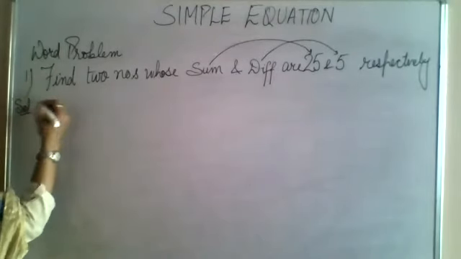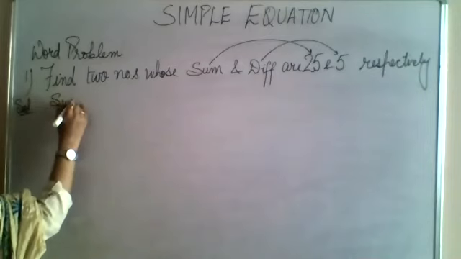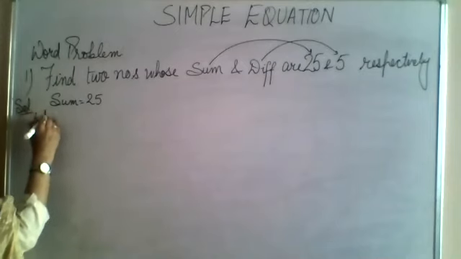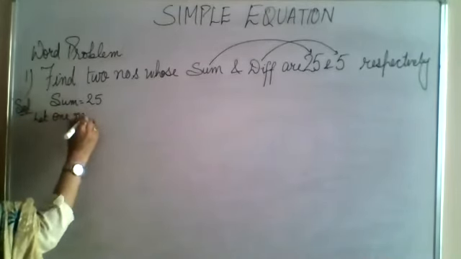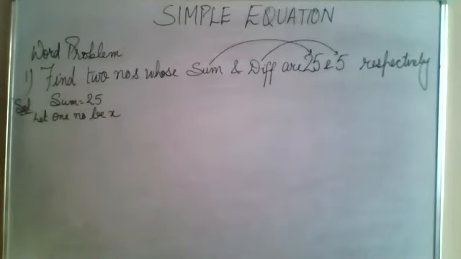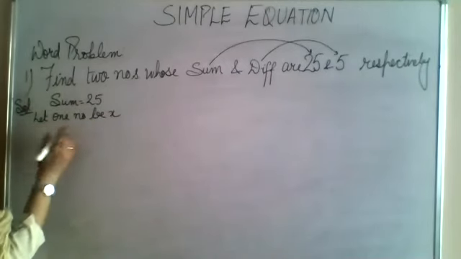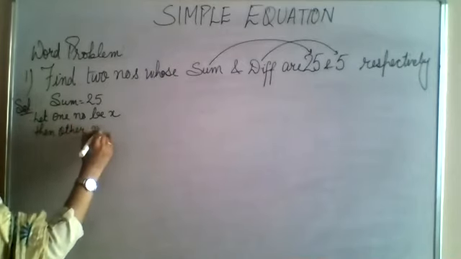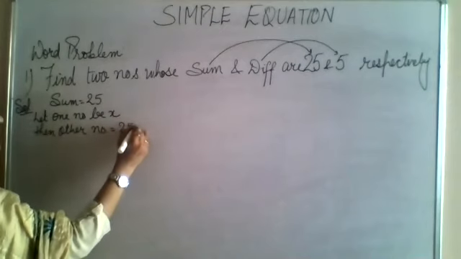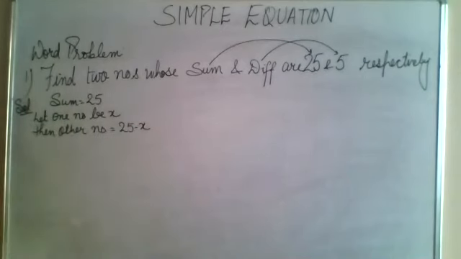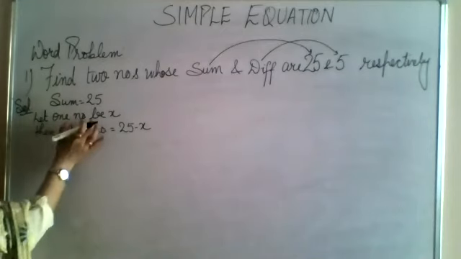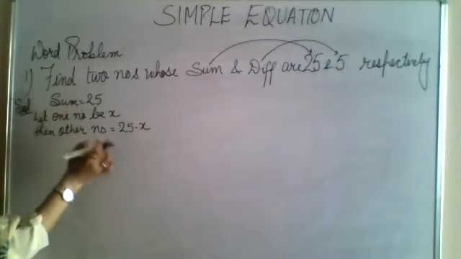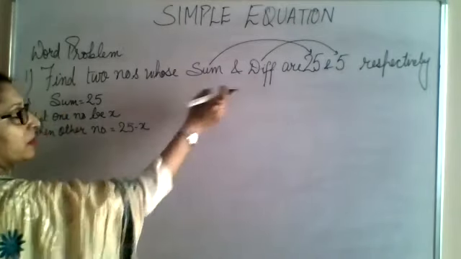Let's do it. First, we will suppose according to sum. If sum is 25, let one number be x. If one number is x, then the other number will be 25 minus x. We have supposed these two numbers based on sum, and now we will frame a relation based on difference.